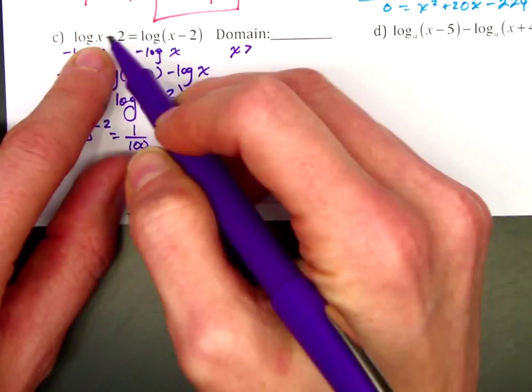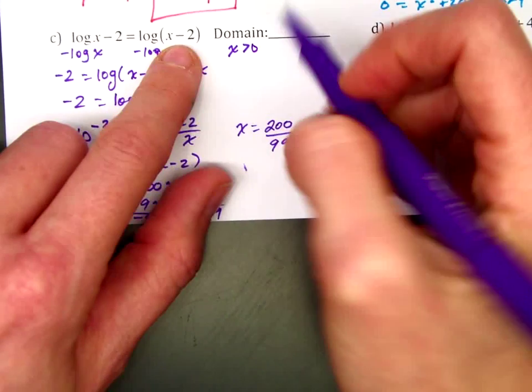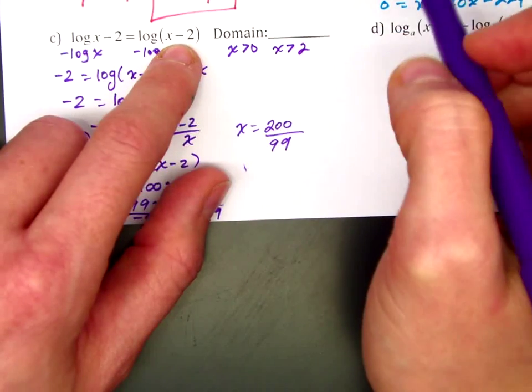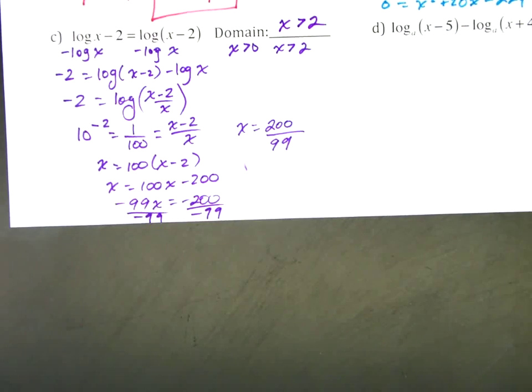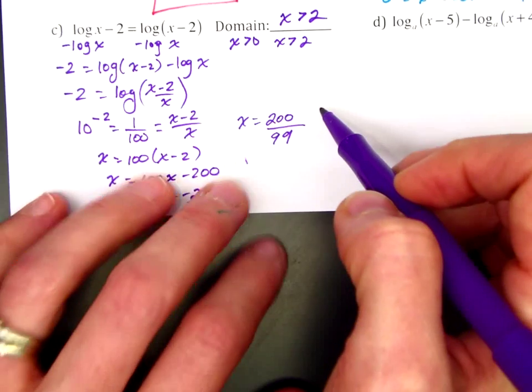Now from this x, the domain is x greater than 0. And then from this one, it's x greater than 2. So therefore, the total domain has to be x greater than 2. It's always x greater than the biggest number when they're all linear. Is 200 over 99 greater than 2? You bet.